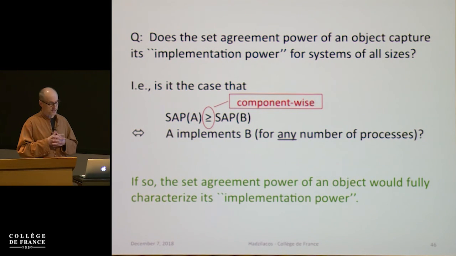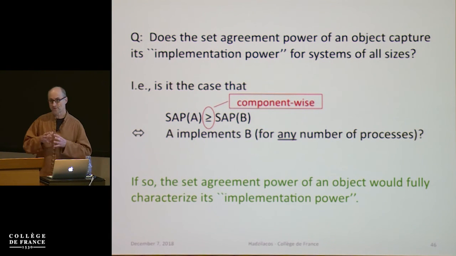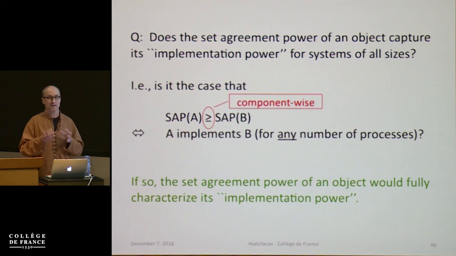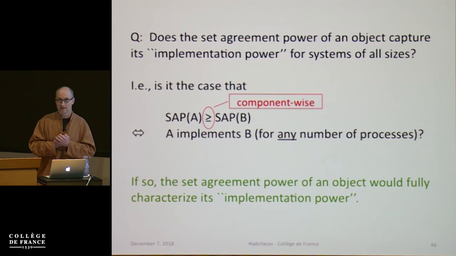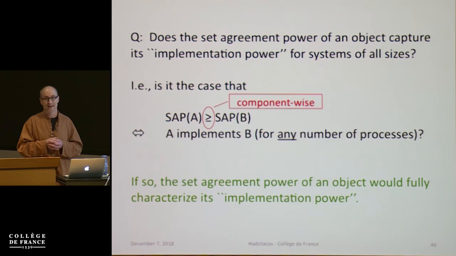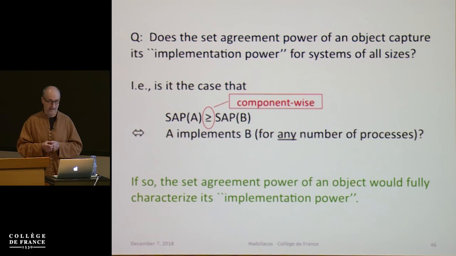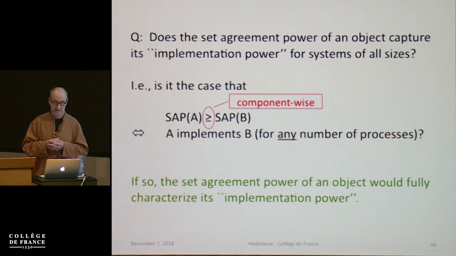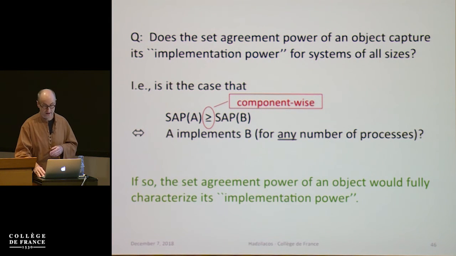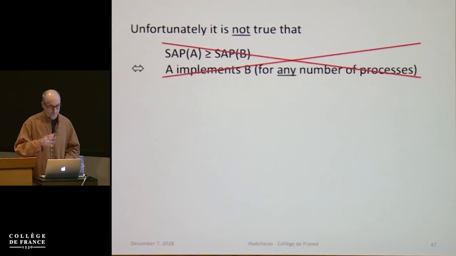If this is true, then this amorphous notion of implementation power of an object would be captured by a very nice mathematical object, this infinite vector. Now, that's not quite as simple as the consensus number, and we don't have as nice tools for figuring out what the set agreement power of an object is. But nevertheless, mathematically, it would be very nice if this is the case. But unfortunately, this is not the case either.